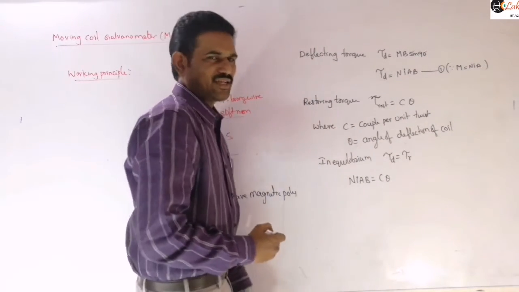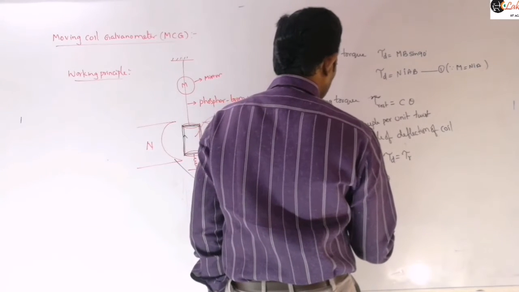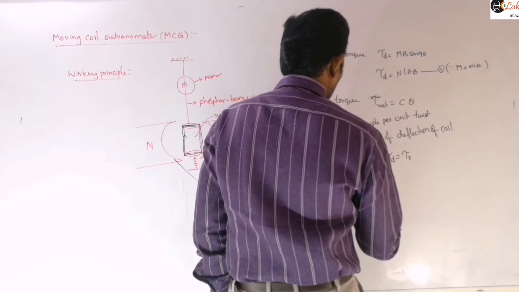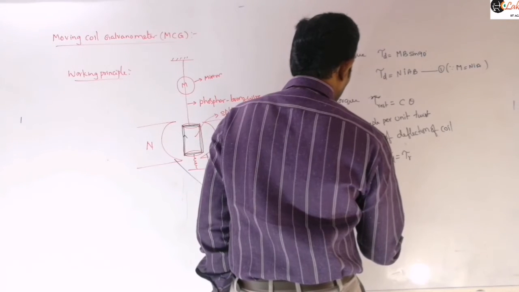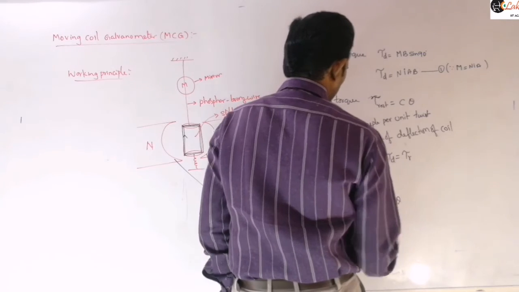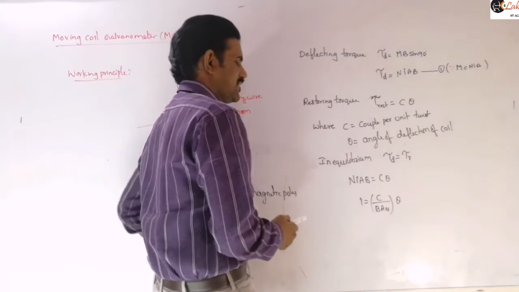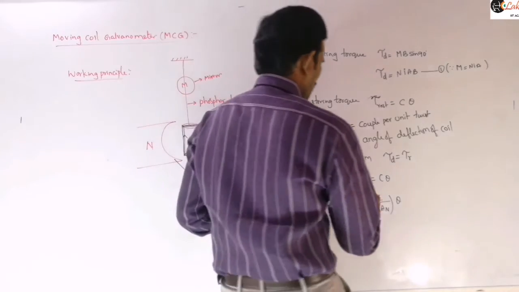So we need our current expression here, how much current is flowing here. Therefore this I is equal to C by BAN into θ, right? So that C by BAN is a constant. That is the expression for the current flowing through this wire here.